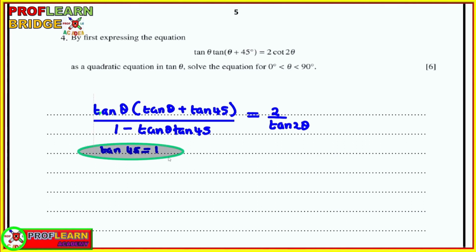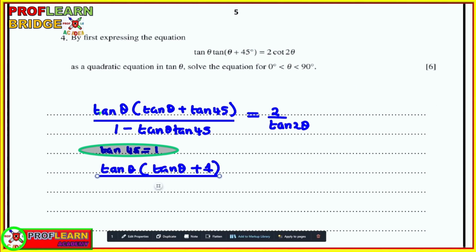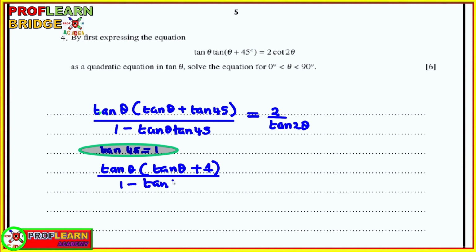So we need to simplify that further. Anywhere you have tan 45, you are going to replace that with 1 so that we can have this a little bit simplified in the process of arriving at the quadratic equation that they want us to have. Remember, tan 2 theta is actually 2 tan theta over 1 minus tan squared theta.